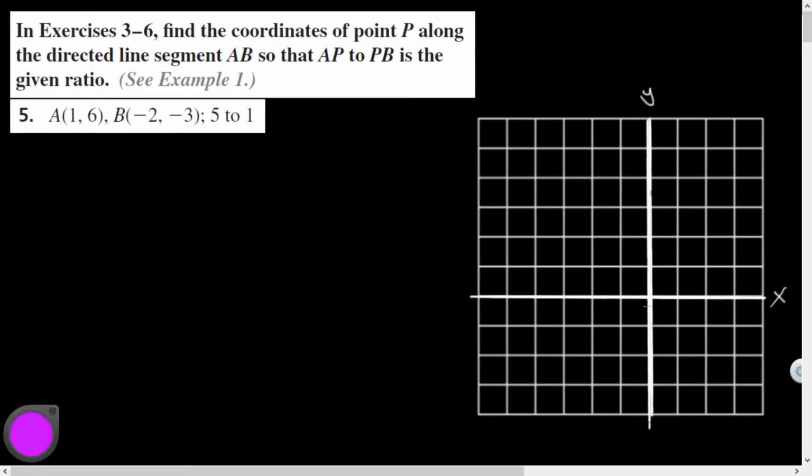Here we go. A is at 1, 6. So starting at the origin, over 1, up 6, right there. There's my point A. And point B is at -2, -3, starting at the origin, left 2 and down 3. These points are far away from each other. Yes, let's actually even draw that line segment. I love having my ruler, my straight edge tool here.